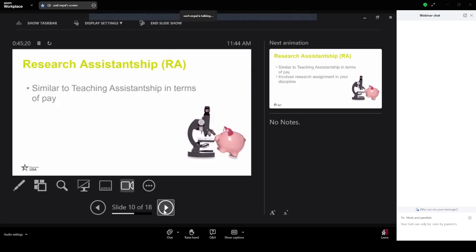Okay, now for the research assistantship, the pay is going to be very similar to what a teaching assistant would get. You would be involved in the research assignment that the professor is doing. You might be collecting data, you might be doing some lab work, you might be writing papers and so on, right? So it depends on what kind of work your professor gives you, right?